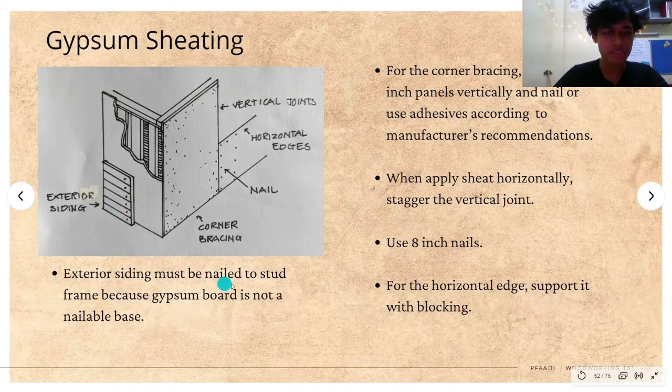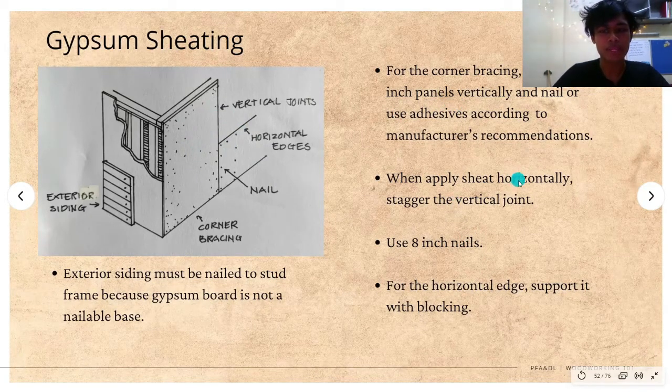It must be nailed to the stud frame because gypsum board is not a nailable base. For the corner bracing, apply one per 2 inch panels vertically and nail or use adhesive according to the manufacturer's recommendation. So it must be applied by panel vertically to make it stronger.